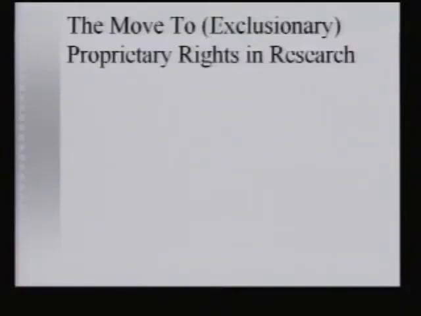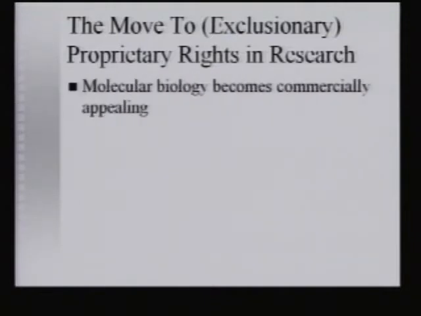Now, many of you probably know about the well-rehearsed history of the move towards exclusionary formal property rights in biology research. The reasons have been somewhat well-rehearsed, and I'll just go through them rather quickly. Molecular biology became commercially appealing for the first time in the mid to late 70s. In 1980, Congress passed a statute called Bayh-Dole, which allowed publicly funded institutions, such as universities, to patent the results of their publicly funded research on the theory that such patenting would help with commercialization because firms would be interested then in seeking exclusive licenses to the patents and developing this inchoate research into commercial products.